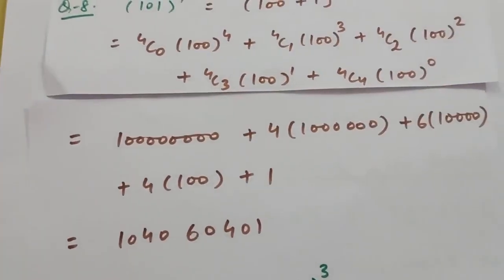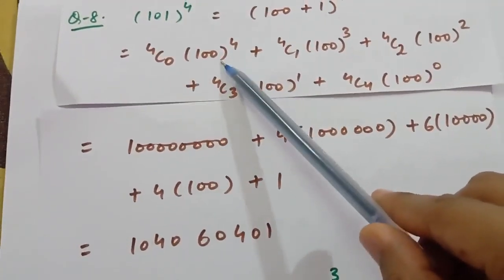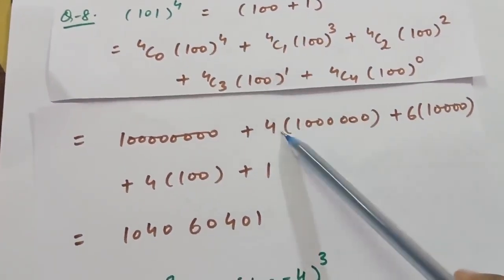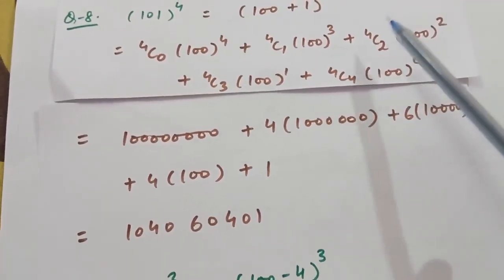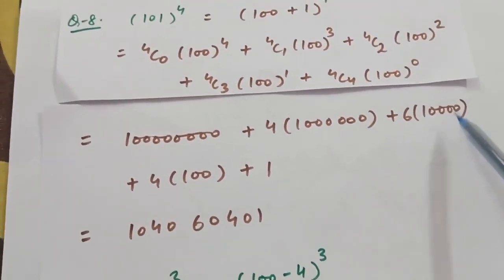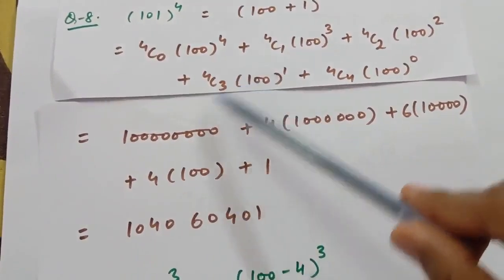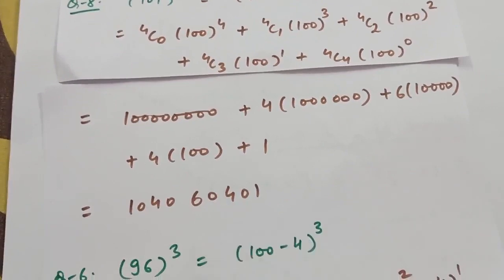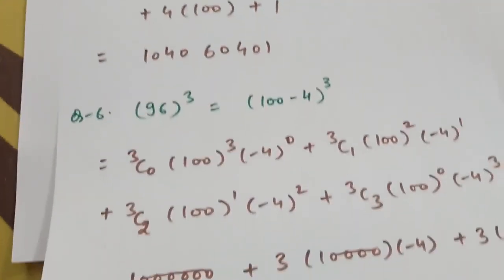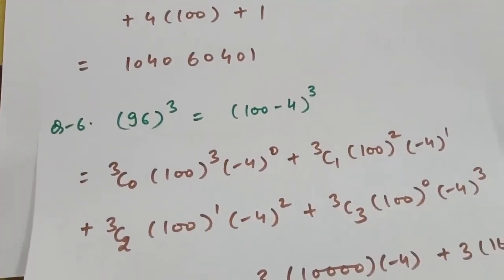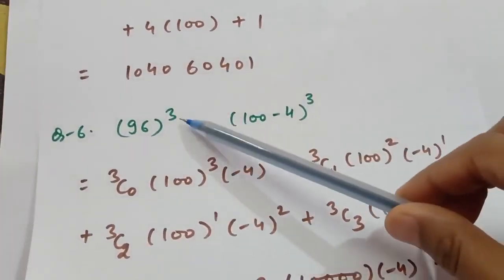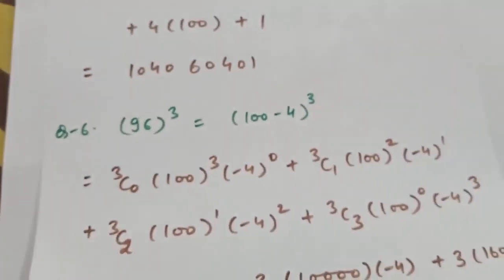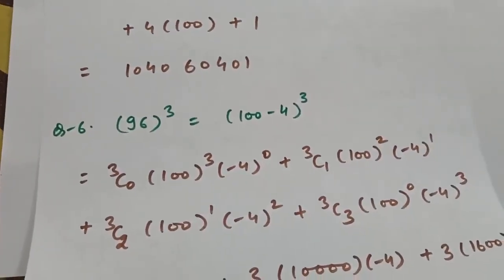Value of 4c0 is 1. So 100 raised to the power 4, you will solve it. 4c1 is 4 into 100 cube. 4c2 is 6 into 100 square. Then 4c3 is also 4 into 100 plus 1. So you will get the answer as this. Now question number 6 is 96 whole raised to the power 3. So we can write it as 100 minus 4 whole raised to the power 3. Now use the binomial theorem to expand it.